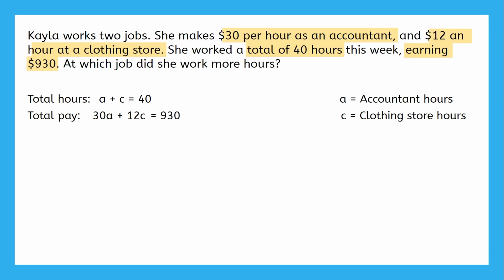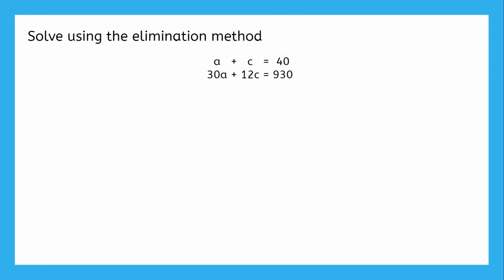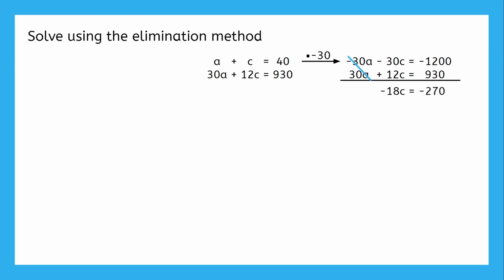Now that we have our system of equations, we need to decide which method to solve it with. The equations in our system have all their pieces in the same order, so which method will be quicker? We can use any of the three methods, but the elimination method will be quickest here because the equations are already lined up appropriately. We need to create eliminating terms, so let's multiply the top equation by -30. This gives us A terms that will cancel, so we end up with an equation using only the variable C.